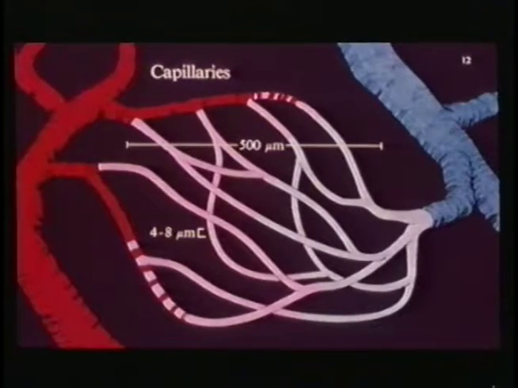12. The exchange of materials between the circulatory system and the cells of the body takes place mainly in the capillaries. These vessels are small, averaging only 4 to 8 microns in diameter. They are approximately 500 microns in length.